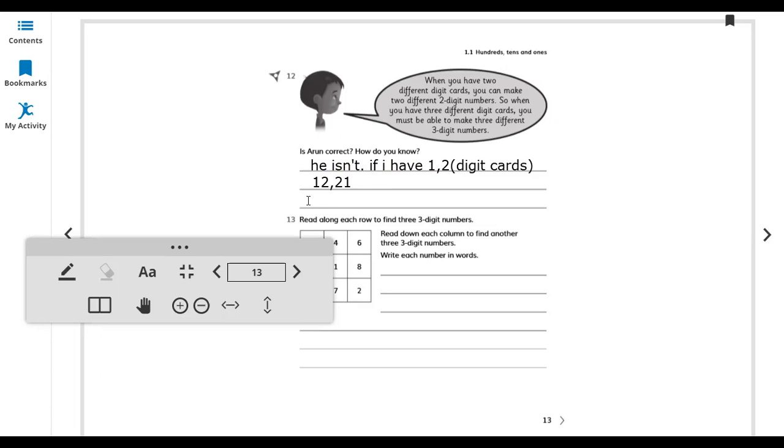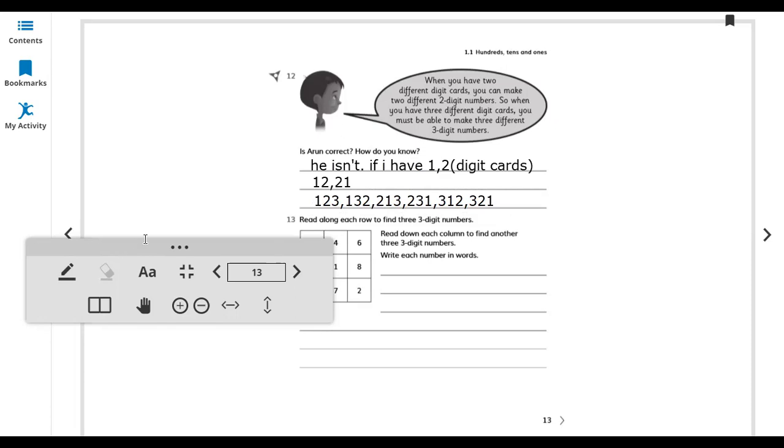If we have 1 2 3, we can make 123, 132, 213, 231, 312, and 321. So he's incorrect. 1 2 3 4 5 6. We can make six different three-digit numbers if we have three different cards. Let's move to the next part.